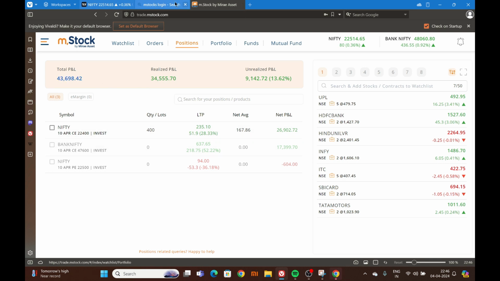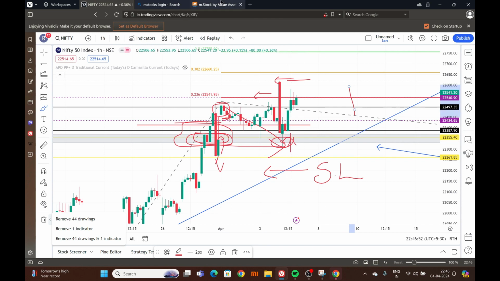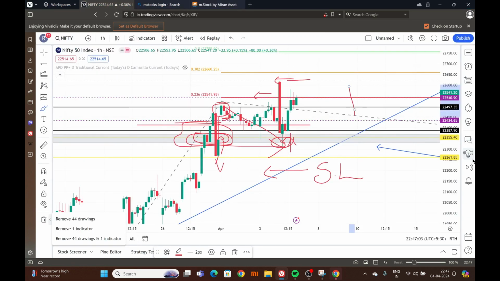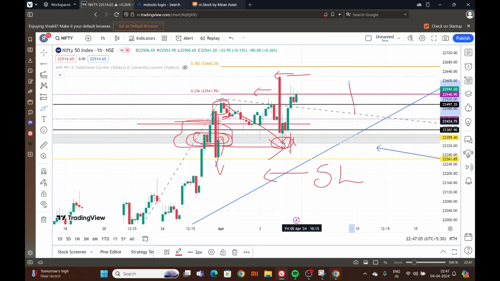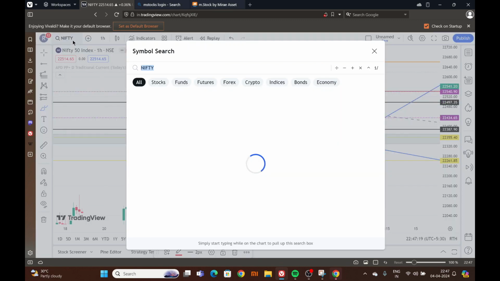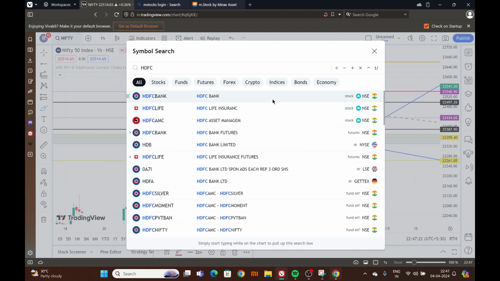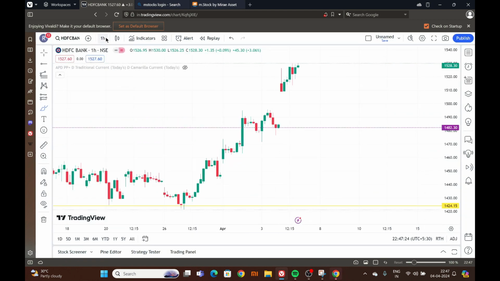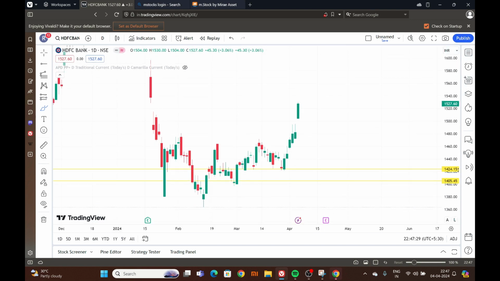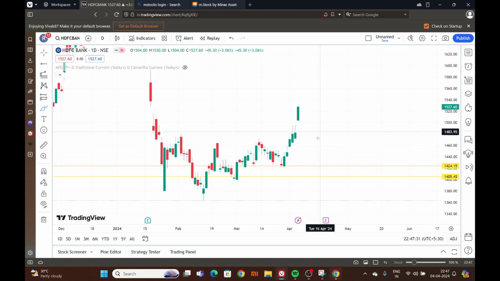I'm holding. Okay, now in my position you can see I had also taken a Bank Nifty call position. Nifty and Bank Nifty almost sync with each other. If Nifty is bullish, Bank Nifty is also bullish, and if Bank Nifty is bullish, Nifty is also most of the time bullish. In these few days, right? The market was controlled by only HDFC Bank. Let me switch over to HDFC. See, Nifty and Bank Nifty both are controlled by HDFC.